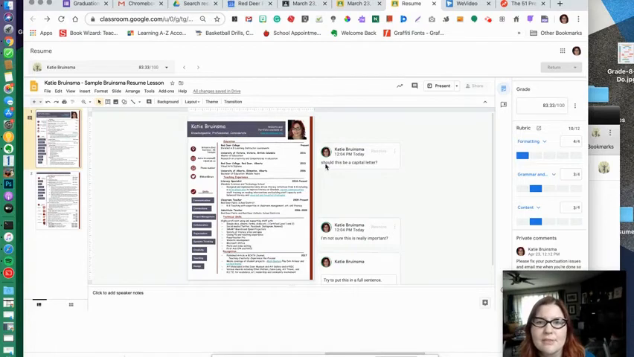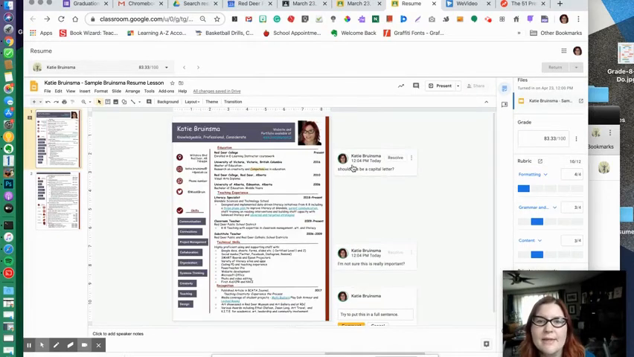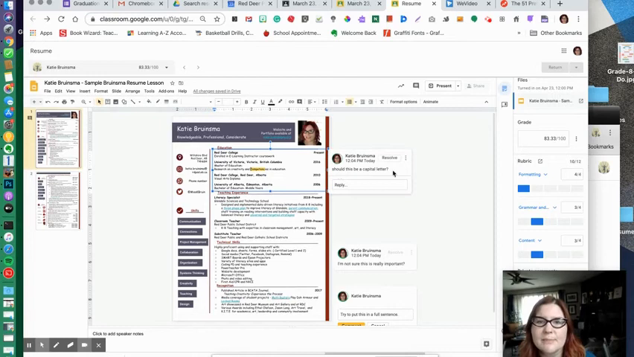Okay, so for example, something like this, should this be a capital letter, question mark? Now these are attached to a specific part. Right here, it is highlighted. So if I'm saying, should this be a capital letter, I'm talking about this word that's highlighted. Your only choice here is to resolve the comment. So when you see this sort of comment, please make sure that you are actually considering this. If it should be a capital letter, change it and then resolve the comment.